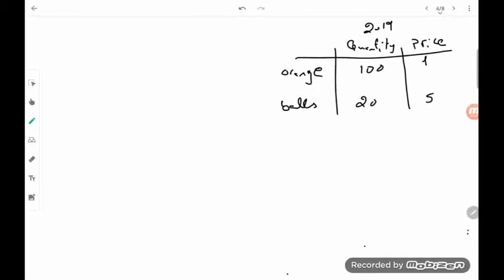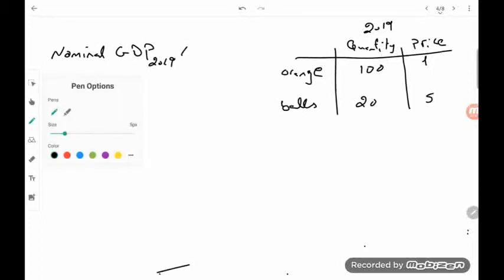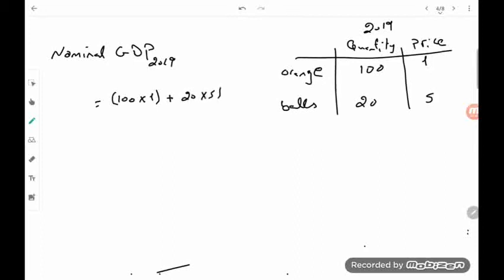So if you would like to calculate nominal GDP for year 2019, it is going to be calculated as price of orange multiplied by its quantity plus price of balls multiplied by its quantity. So it's current year prices multiplied by current year quantities. So it's 100 plus 100, so the final is 200. So this is nominal GDP for year 2019.